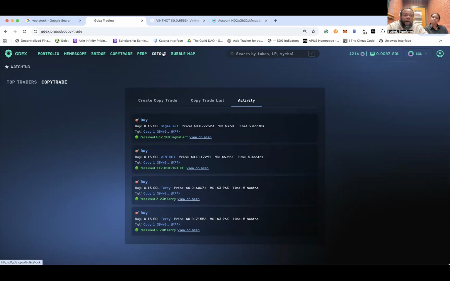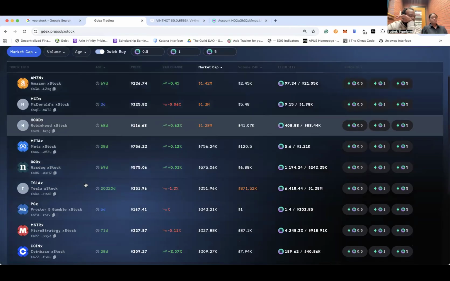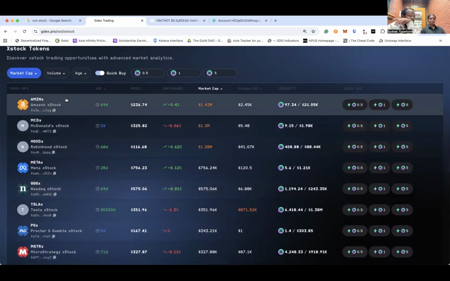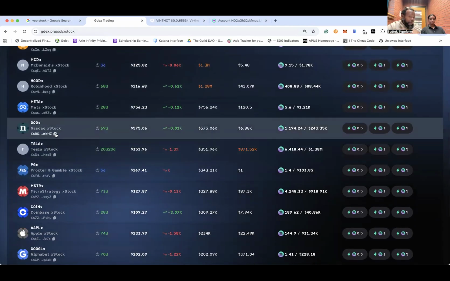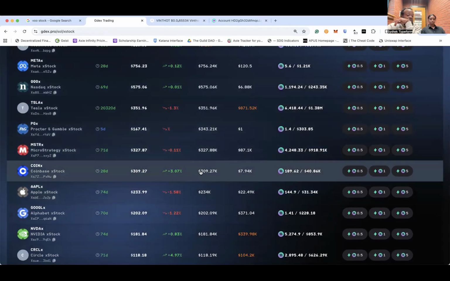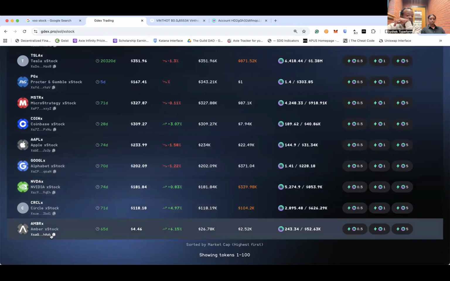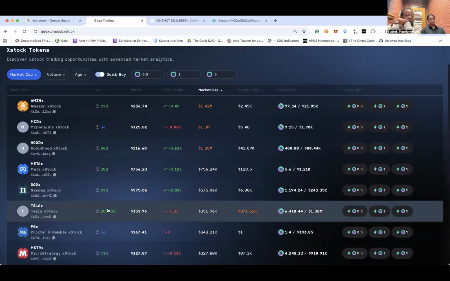All right. So if you go to xStocks, these are actual stocks that are on chain. Amazon, McDonald's, Robinhood, Meta, QQQ, Tesla, Procter and Gamble, MicroStrategy, Coinbase, Apple, Google, Nvidia, Circle, and I don't even know what Amber is. What the hell is that? Anyway, if you want to trade stocks, you can trade these right here on crypto, on chain.